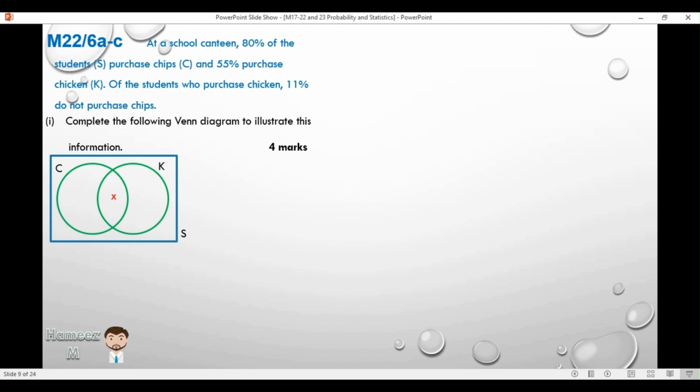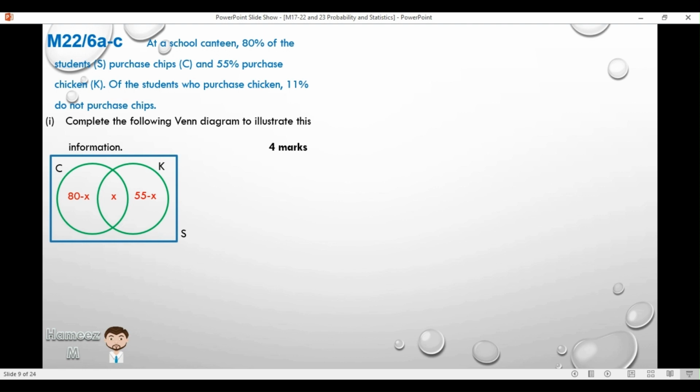But we know that a total of 80% of the students buy chips. So that circle C shows 80%. And if the intersection is X, then the piece to the left of it, which is chips only, will be 80 minus X, because if we add up those two, we will get 80. Similarly, for chicken, 55% of the students purchase that. And if X is the intersection, then those who purchase chicken only will be 55 minus X. And if we add the intersection and that on the right side, we will work out to be 55%. So it follows from the Venn diagram.